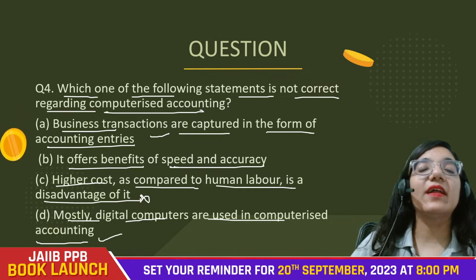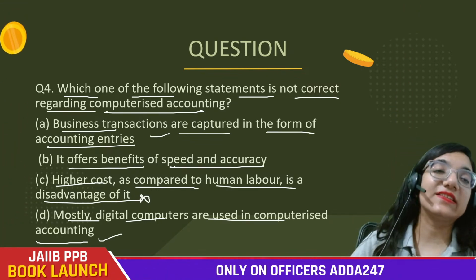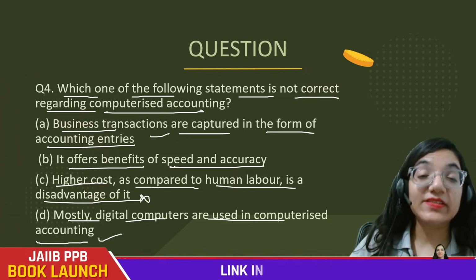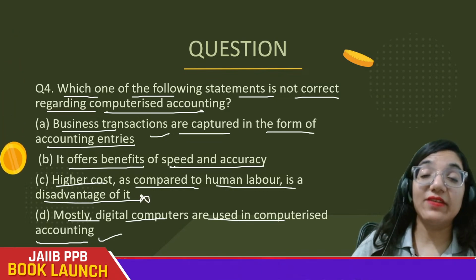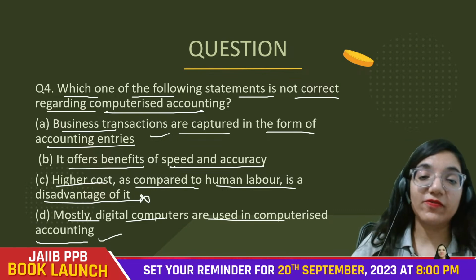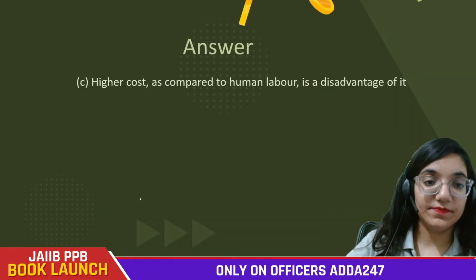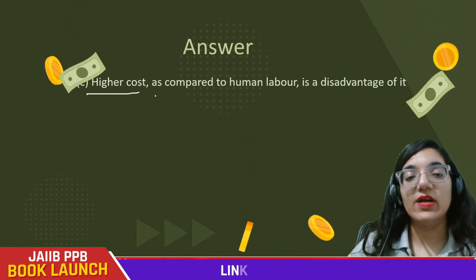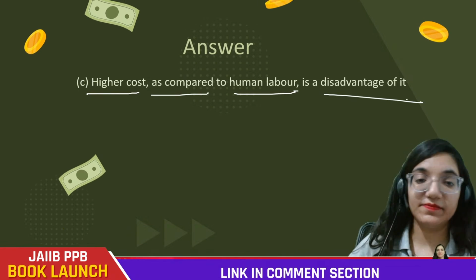So the people there are working, and the costing is definitely lesser than being done by a person, and that too with a lot of delays, because obviously to err is human. They will take a lot of time to prepare the balance sheet on their own. CBS provides us a lot of help there. So this is not true: higher cost as compared to human labor is a disadvantage of it.